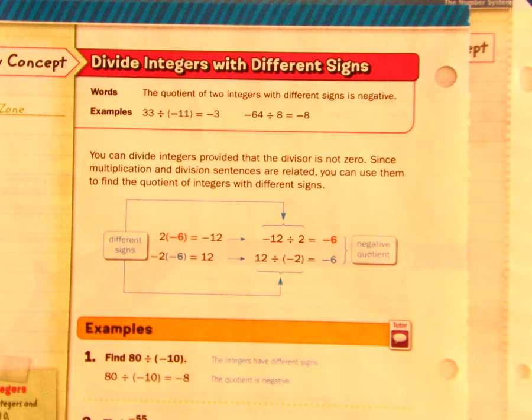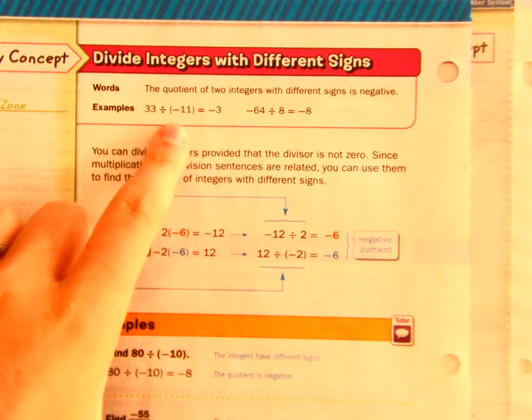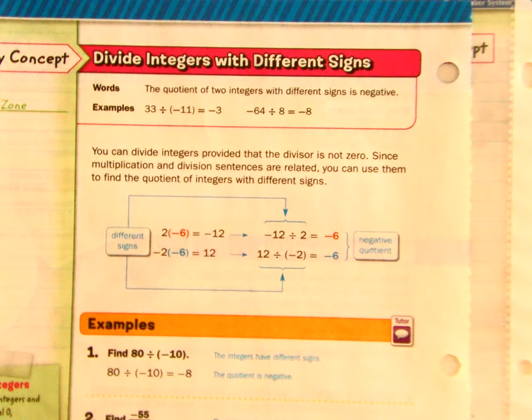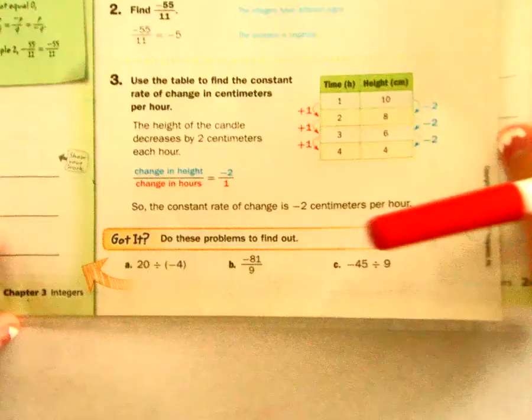The quotient of two integers with different signs is always negative. So if we have a positive divided by a negative, it's a negative. A negative divided by a positive, it's always negative. Okay, so we divide like we normally do, but when we have one of each sign, our answer is always negative. So if we look at a couple examples here.